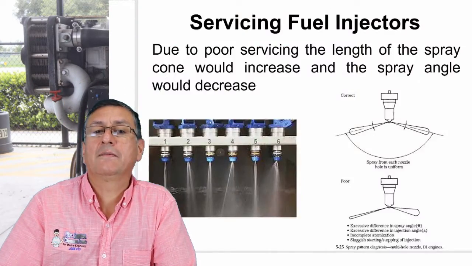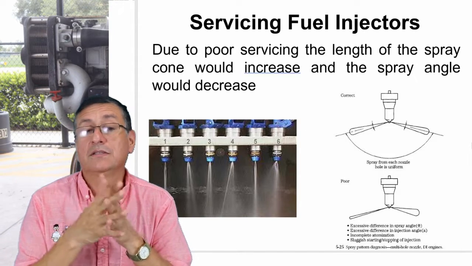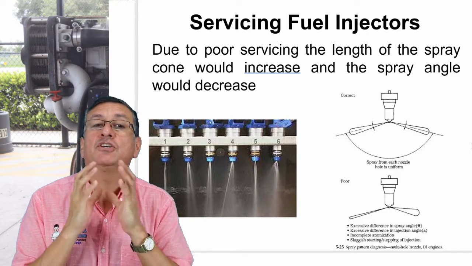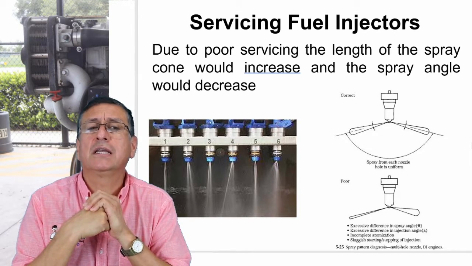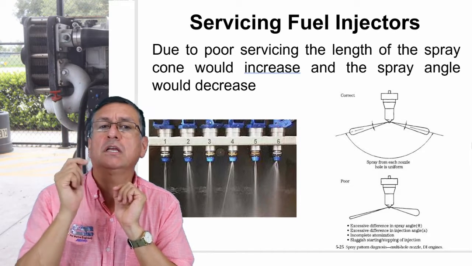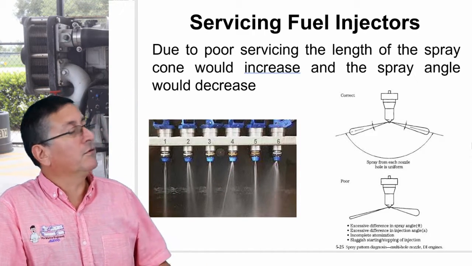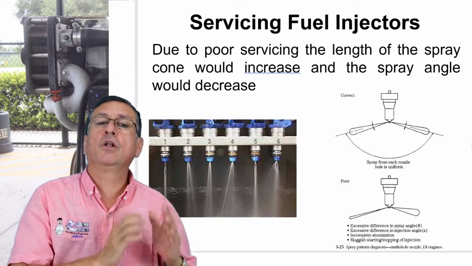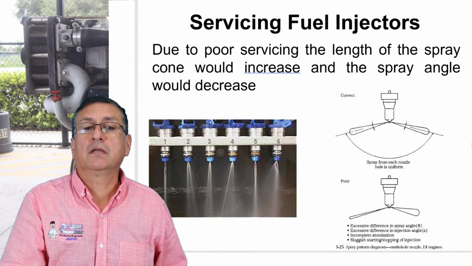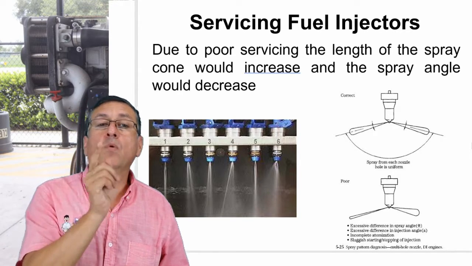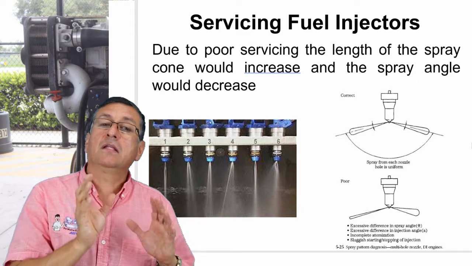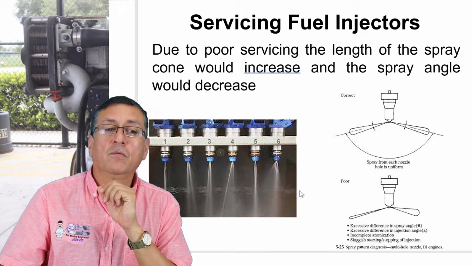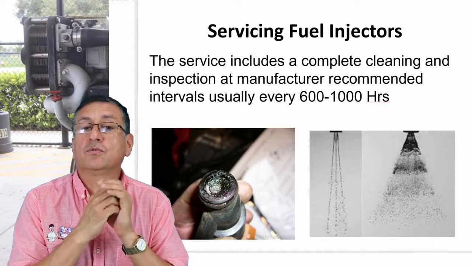Okay, my friends, this is the typical service when you send the injectors to the machine shop specialized in injectors. They put all the injectors in a rail like the rail that you have on the screen right now, and they verify if the pattern of all the injectors is equal. If the pattern of one injector is different, they check the injector or they replace the injector. This is very common when you send the injectors to the machine shop.